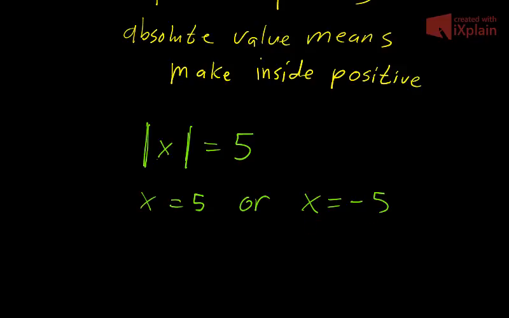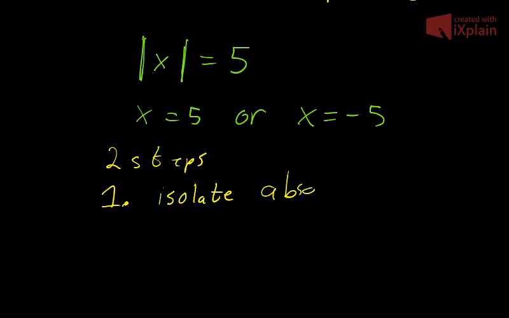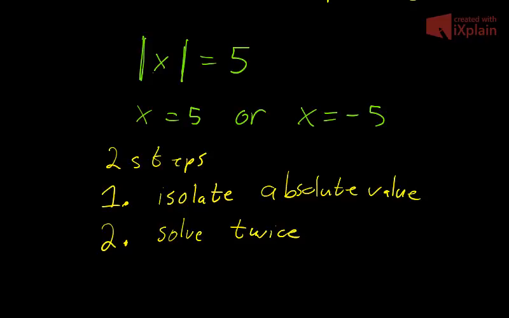So I want to show you how to solve some more complicated ones of these, and it's actually not too hard. There's two steps. The first step is going to be to isolate our absolute value. What isolate means is to get it alone, so we're solving for this whole absolute value chunk. And then the second thing is going to be to solve twice. There's always going to be two answers to these, so we're going to have to solve it twice.